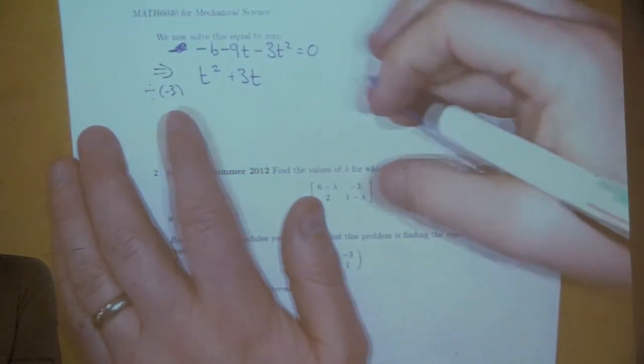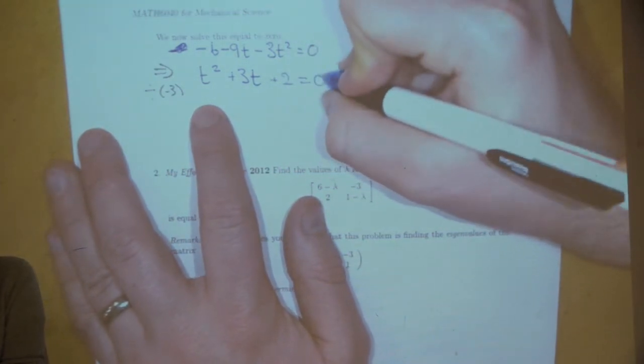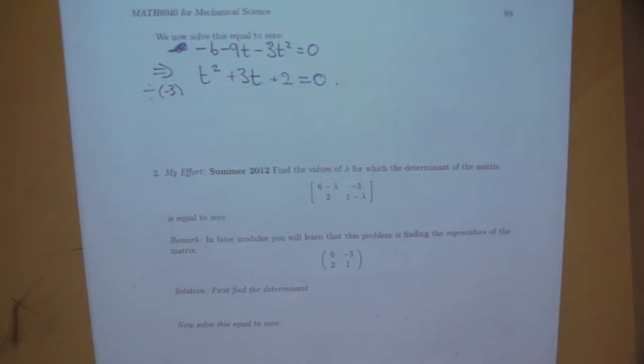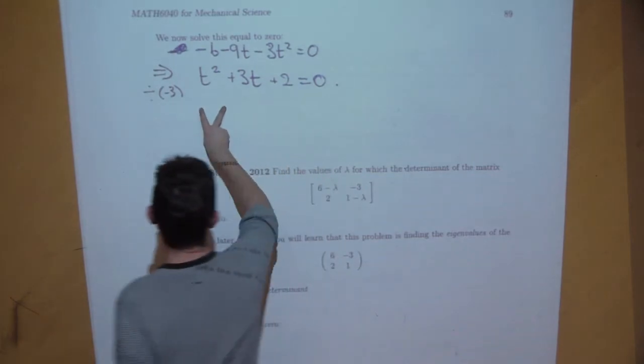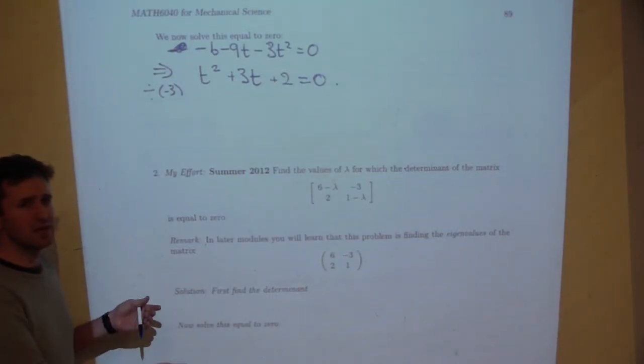And minus 6 divided by minus 3 is equal to 2. Now, what I will say is that if you go to level 7, you need to be able to factorize these. Write them as like t plus something by t plus something. I don't really need that in this module.